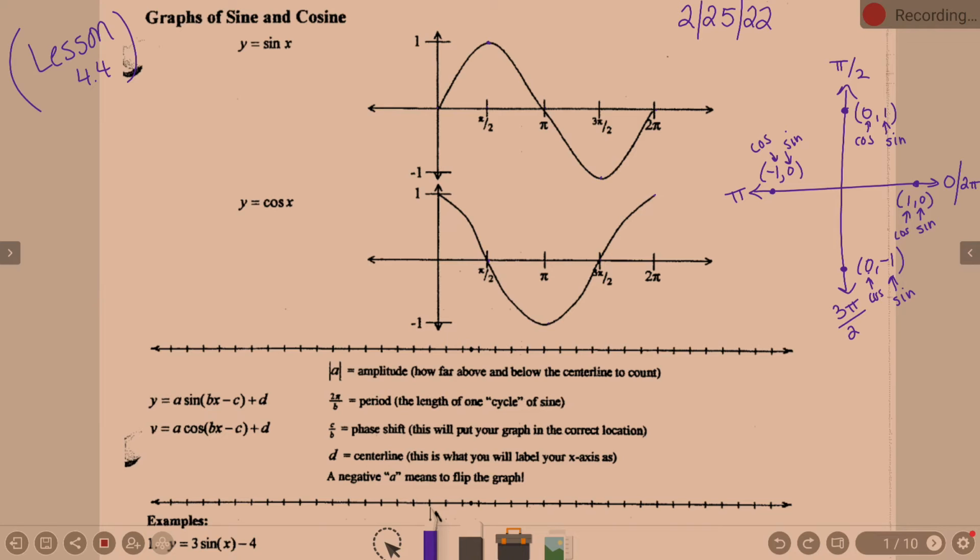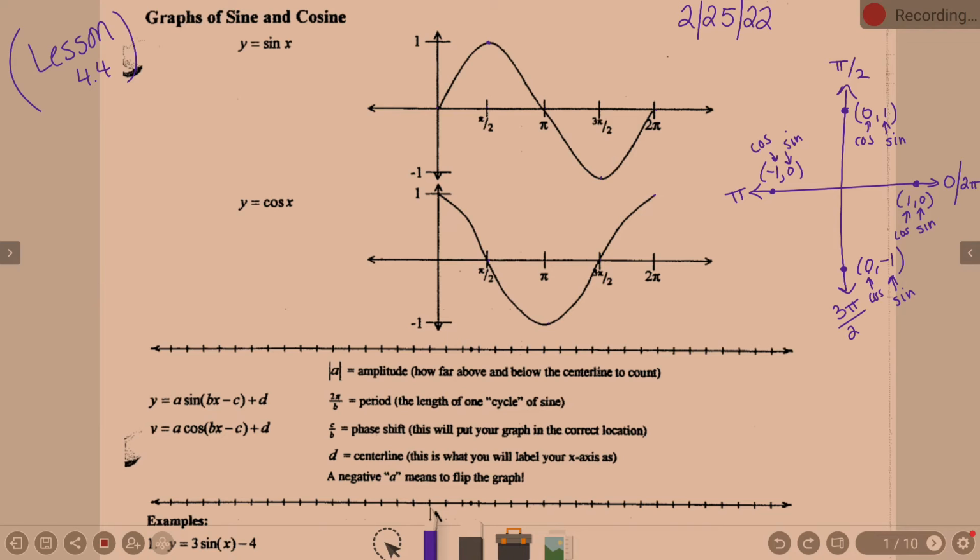Okay, as you look down here, y equals a sine of bx minus c plus d, or a cosine of bx minus c plus d. Those are the pieces that tell us what this graph is doing. Because we're not just graphing sine and cosine, we're manipulating the graph. We're shifting it, we're stretching it, we're reflecting it. All those types of pieces.